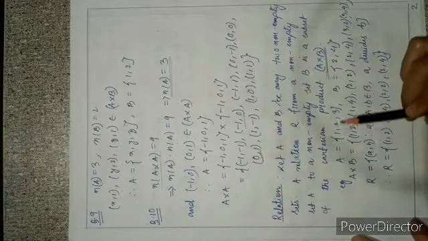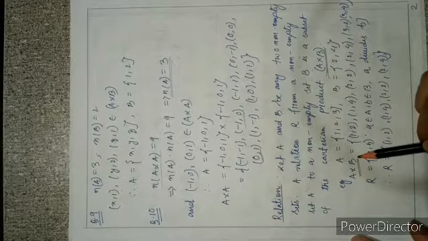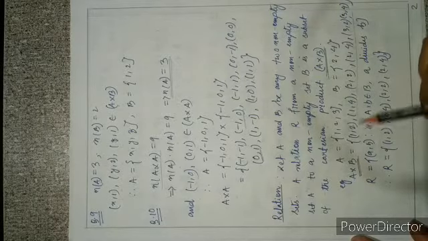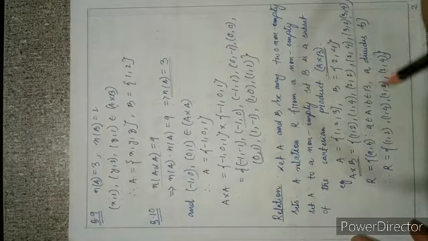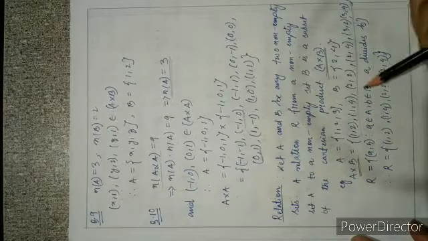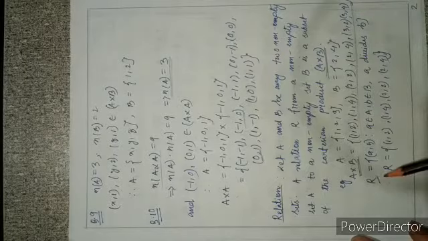Example, set A has elements 1, 2, 3 and set B has elements 2, 4. Then write A cross B. A cross B is the set of all the ordered pairs from set A to set B. Now we define a subset of it as a relation.